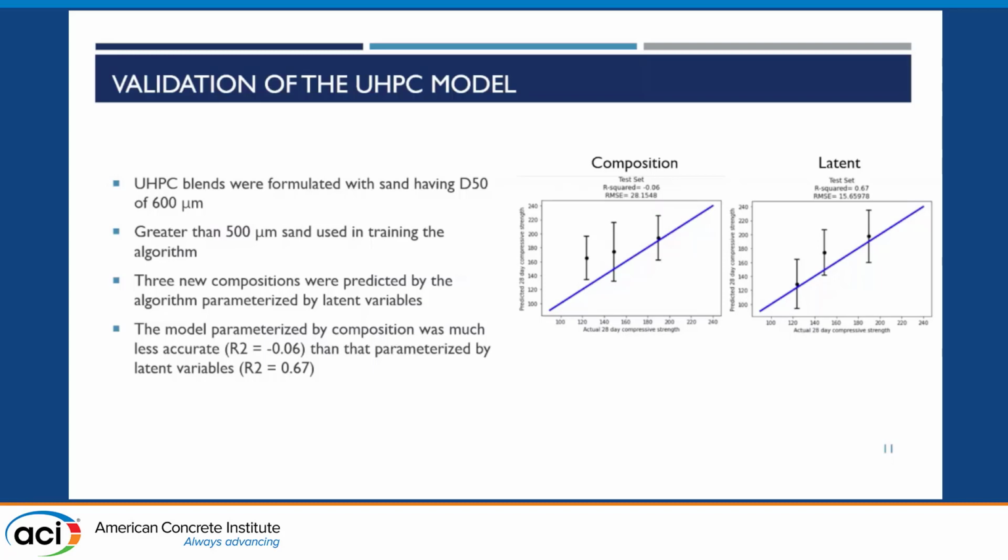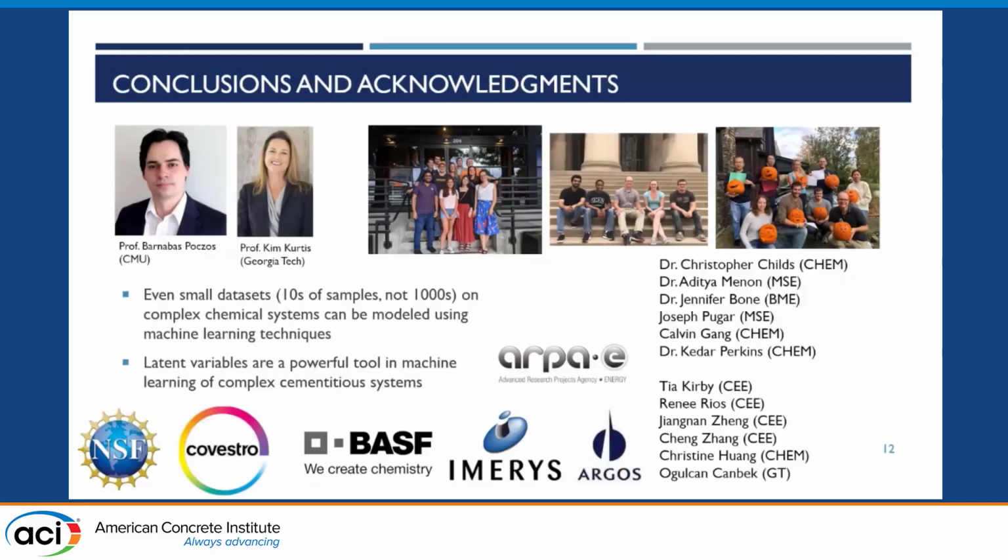So I guess one takeaway from the study is that don't just look at your error metric, your root mean squared error, while comparing different models you built. Also look at your uncertainty estimate to understand which model you built will do better in a different data set that you may have. In conclusion, even small data sets on complex systems can be modeled using machine learning techniques, and latent variables, which are again the engineered features based on the composition, can be really powerful to achieve high accuracy.